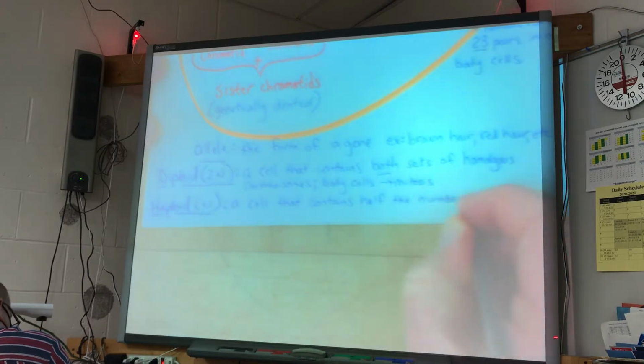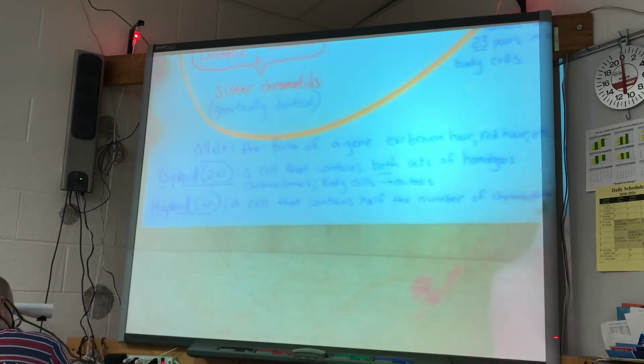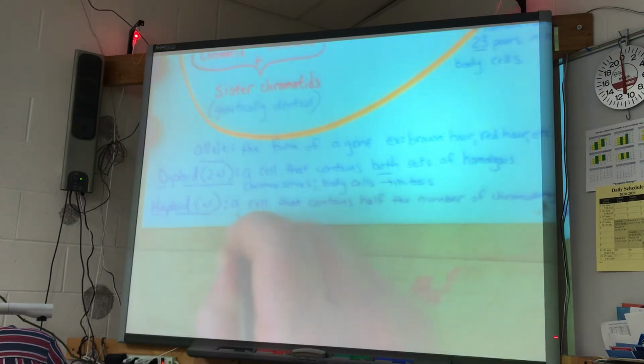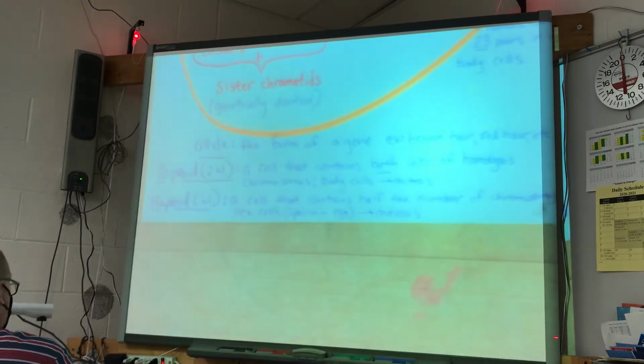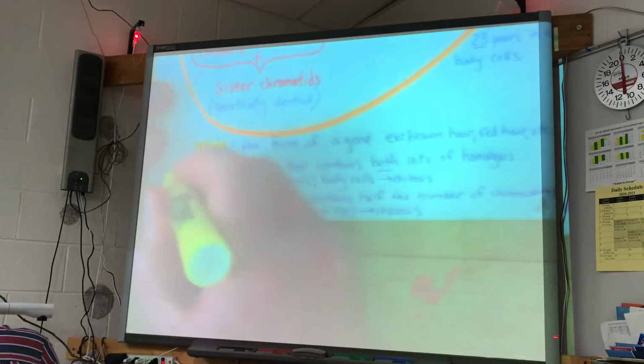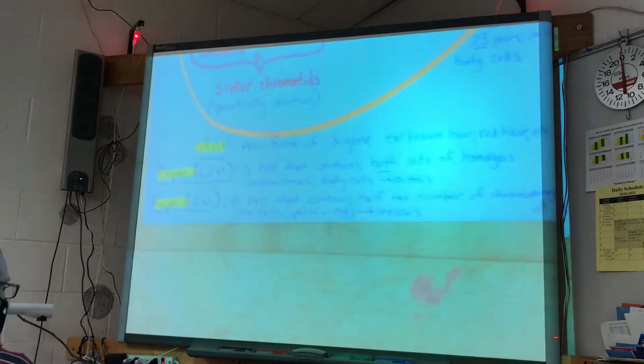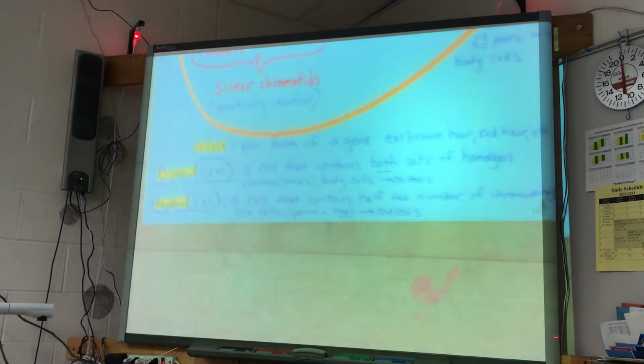So a haploid cell, or just N, is a cell that contains half the number of chromosomes. And these are sex cells, sperm or eggs in humans. Even when we talk about flowers, flowers have male and female sex cells. We don't often refer to them as sperm and eggs, but they have male and female counterparts. Pollen, for example, is the male sex cell in flowers. So pollen is like sperm, essentially.